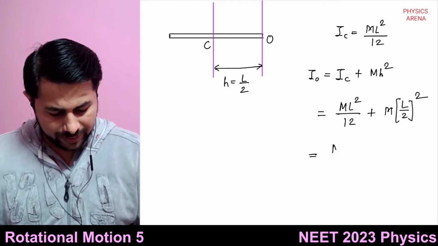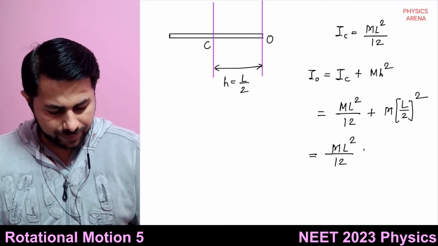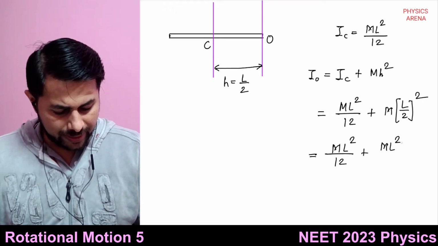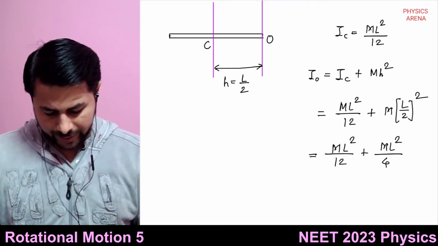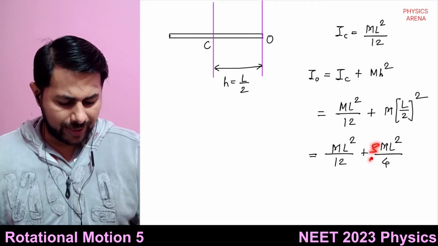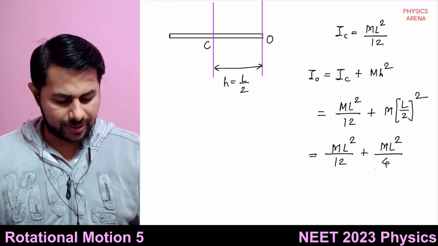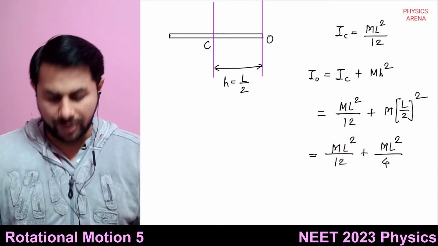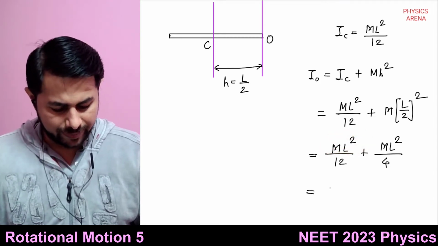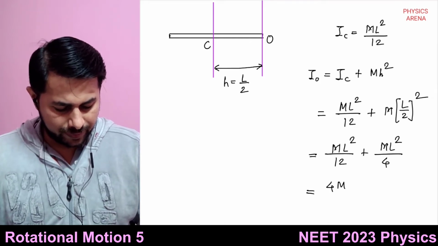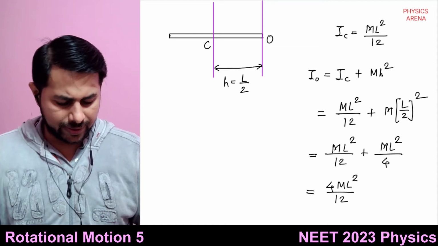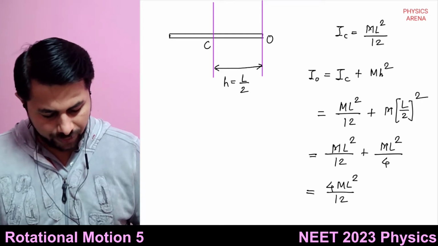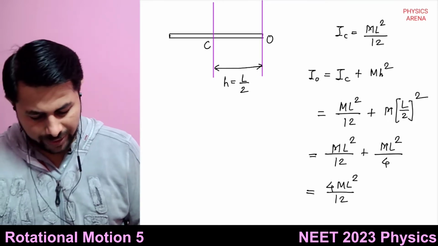Okay, so it is ml square divided by 12 plus ml square divided by 4. Okay, you can multiply and divide by 3, so 3 ml square divided by 12. So 1 ml square divided by 12 plus 3 ml square divided by 12, so you have 4 ml square upon 12. Or you can say, if you divide 12 by 4, you will get 1 by 3, right? So 1 by 3 ml square, or ml square divided by 3.